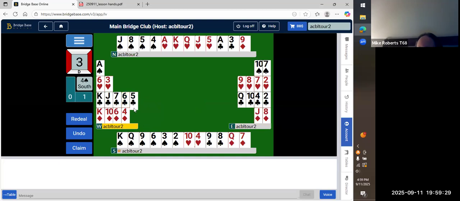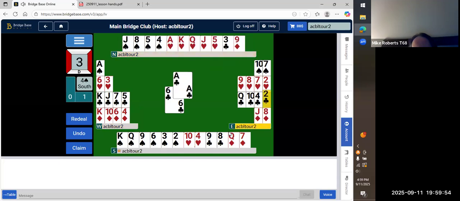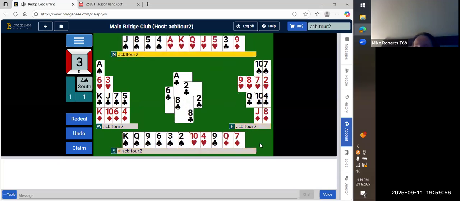You're trying to set up your suit before declarer knocks out your ace of spades and runs all of these hearts. I'll try it with just a low club, and I'll go over what you should do if you catch the king of diamonds first. So if you play a low club, declarer has to win the ace. And now declarer has to do some thinking here.